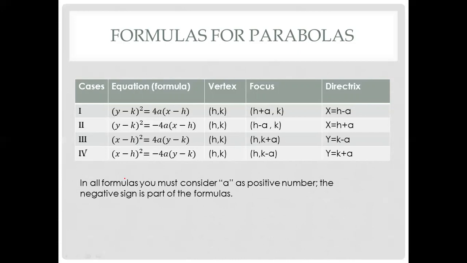So in all formulas, you must consider the value of a as a positive number. The negative sign is part of the formula. Be careful with this, because in all the formulas, these negative signs are not part of a, or in this case of 4 or of h. No, this is like a minus in the formula. So at the moment you take the value of h, we just take the value like it is, not with that sign. We will see some specific cases when, instead of this minus, we have a plus. We have to do a little change and then we're going to get the answer. But be careful with this.